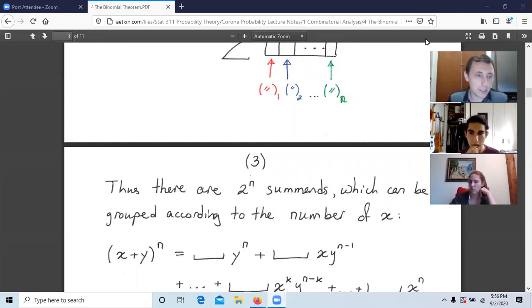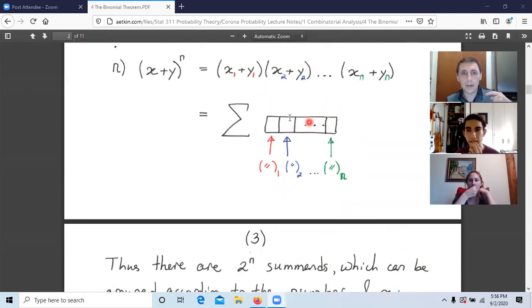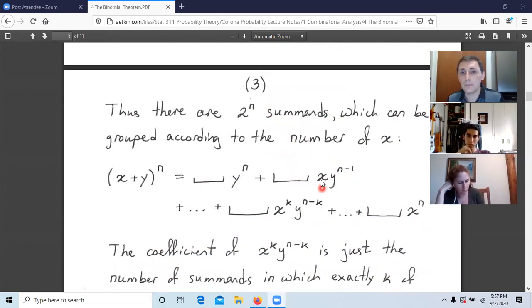Exactly. The answer is n. Why? Because look at it, guys. Either the x came from parenthesis number 1, and the rest were just contributing a y, or it came from parenthesis number 2. In other words, we see y1, x2, you understand, right? And everything else afterwards is y. Or the x came from parenthesis number 3, or eventually maybe from parenthesis number n. So there are exactly n different terms in the sum that will produce x times y to the n minus 1.